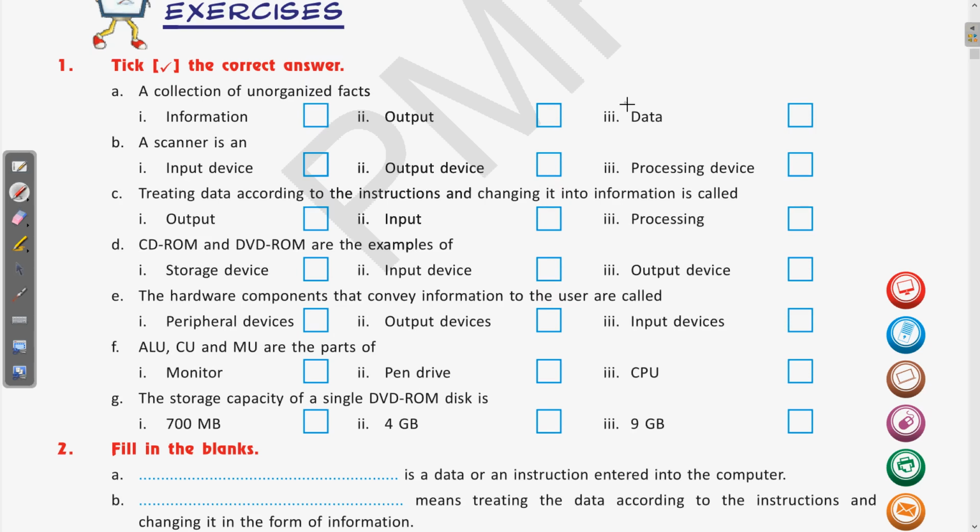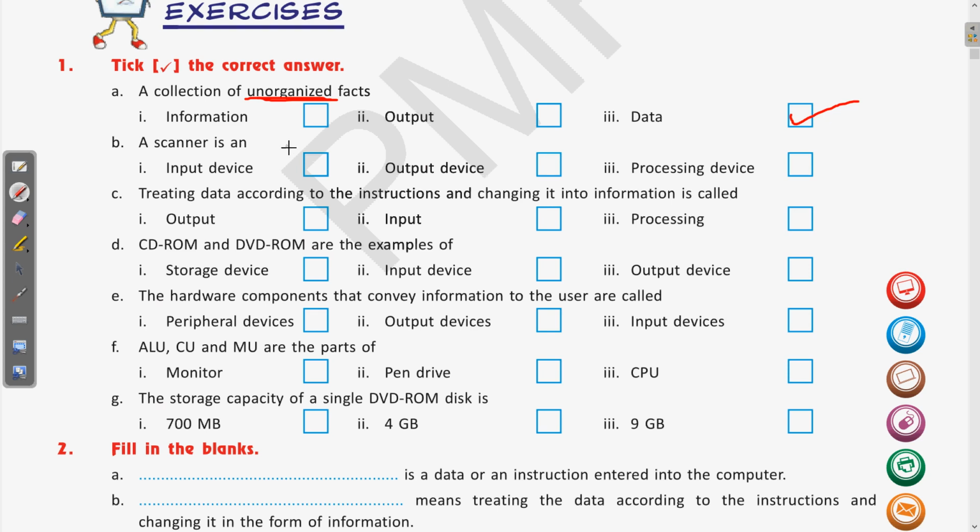The first question is a collection of unorganized facts. Here the term is unorganized. Clear? So we have seen in the chapter that the collection of unorganized facts is called data. Correct? It is called data. Why? Because information is the organized facts in different data, which is received as the output. Clear? So information and output can't be the answer of this question. Data is the collection of unorganized facts, the raw data which we say.